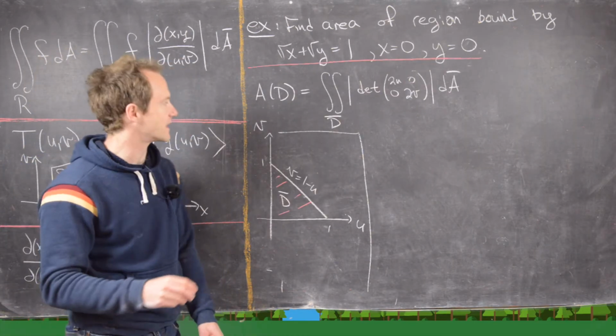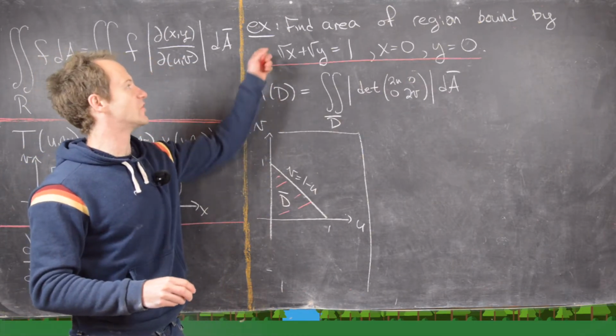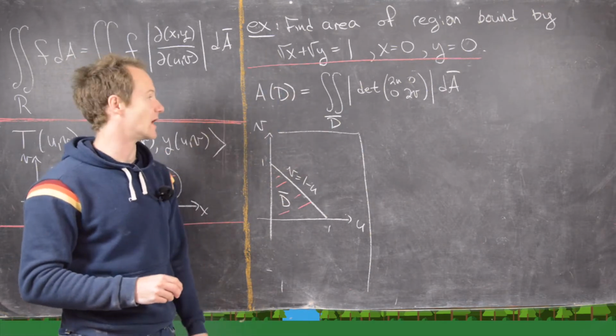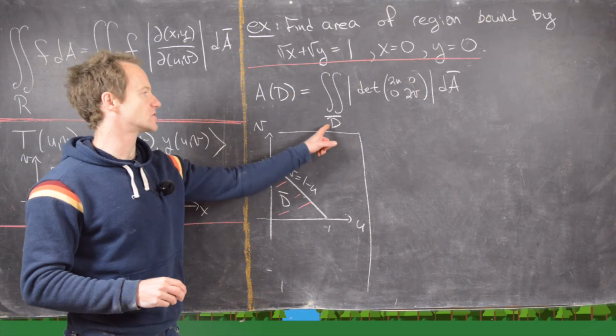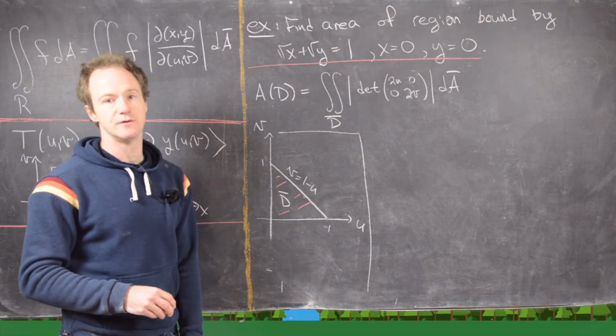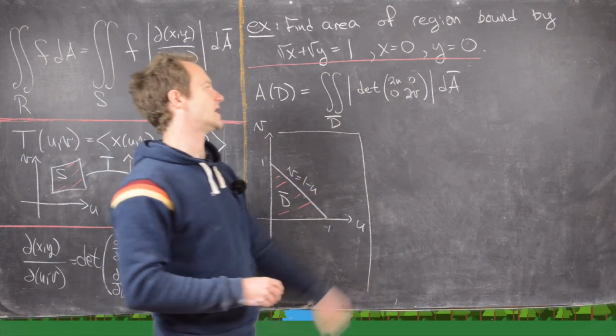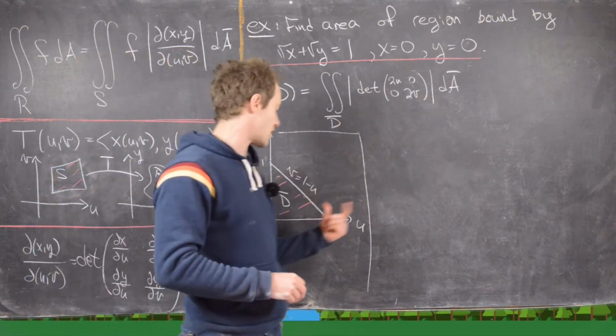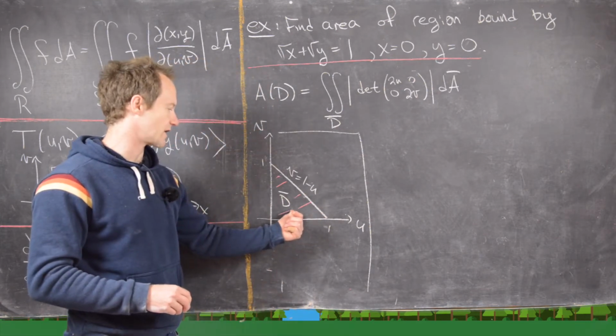So picking up where we left off, we have the area of the region that we called D, which was described by this up here, is equal to the double integral over D bar, where we've transported that into the UV plane, of the determinant of this 2 by 2 diagonal matrix, and then this dA bar, where that integral is happening over here.